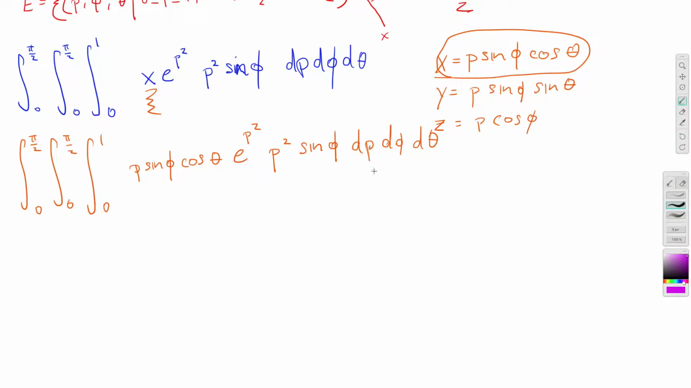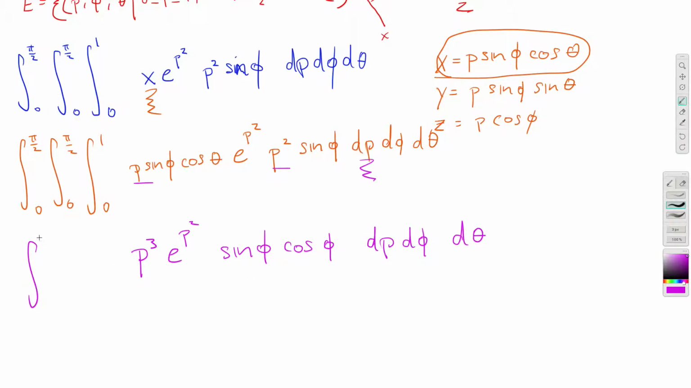Alright, now you have to integrate with regard to rho. The first thing you should do is realize that you got one rho here and a rho there, so you're going to get that. And then you got e to the rho squared, sine phi cos theta d rho d phi d theta, with limits pi on 2 to 0, pi on 2 to 0, 1 to 0.